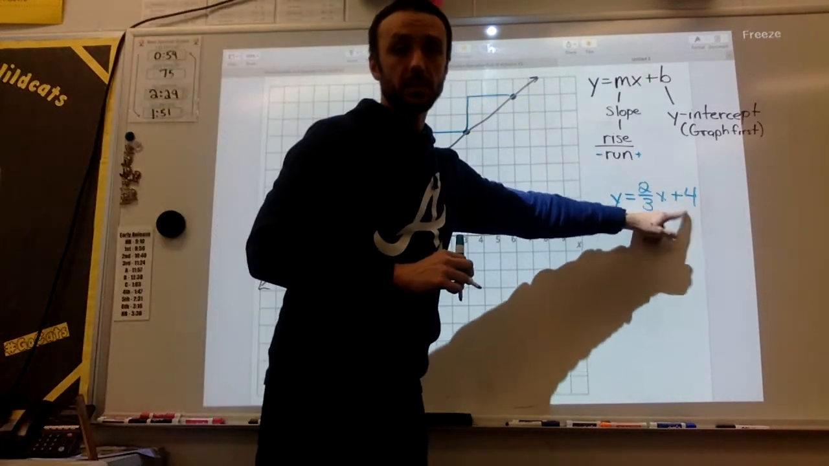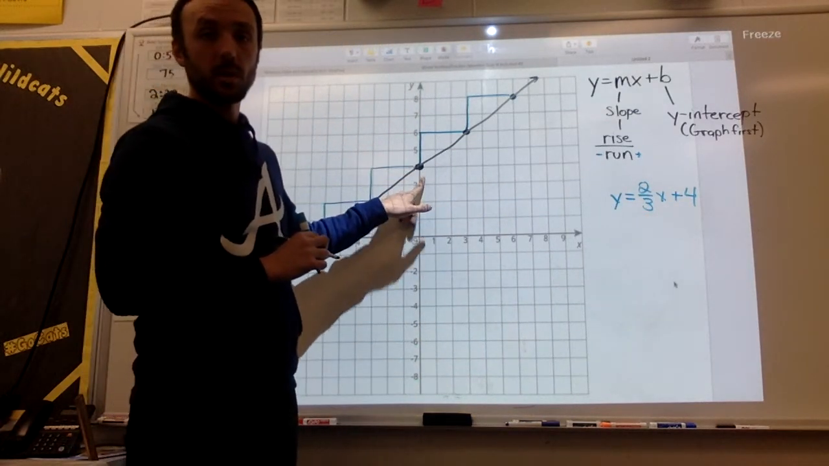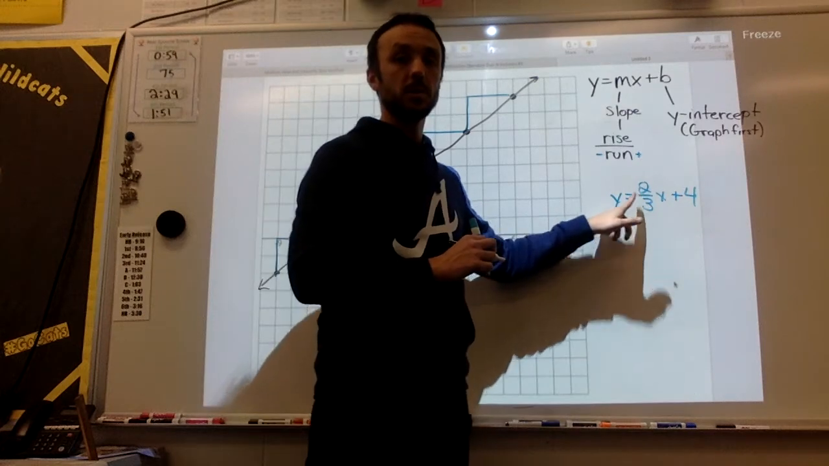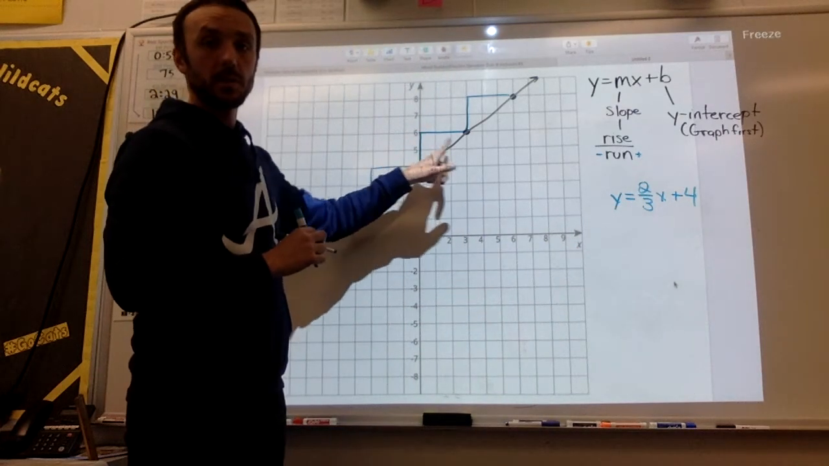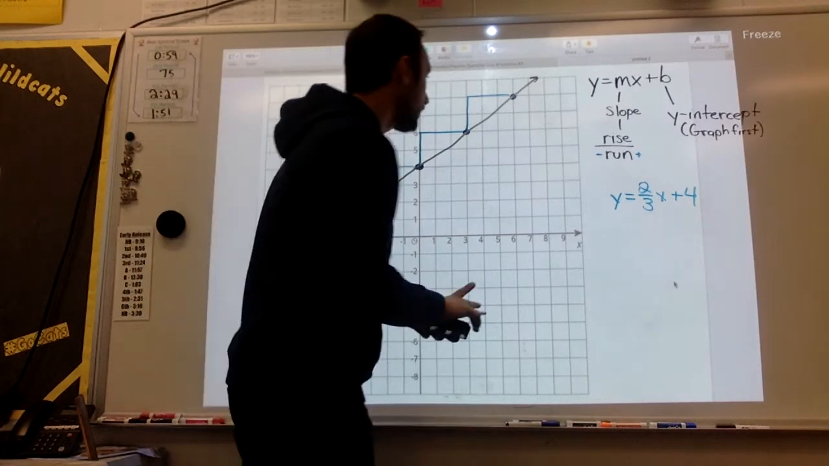We graph our y-intercept first. Once we have our y-intercept posted on y equals 4, I then go over and graph my slope of 2/3, and so I'm going to go up 2 over 3, up 2 over 3. So that's how we graph that line. Let's do a few more.